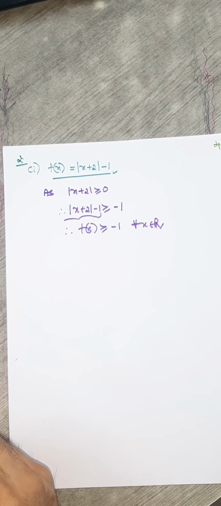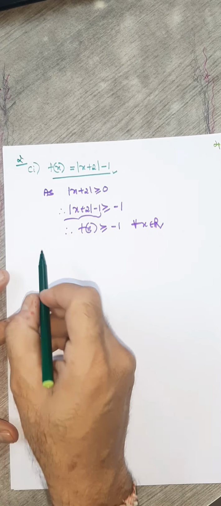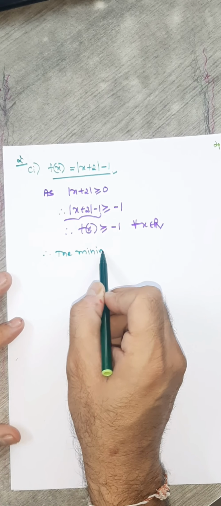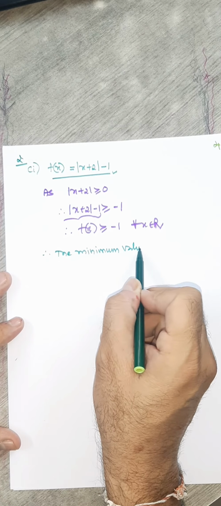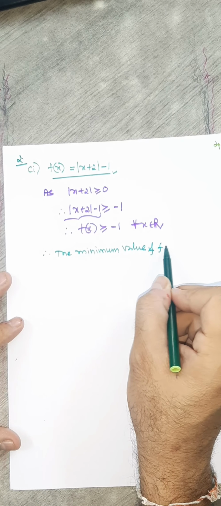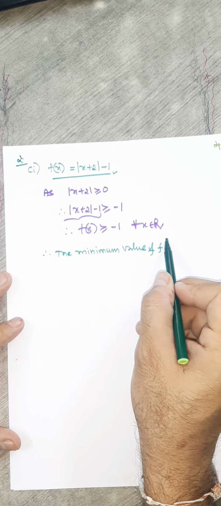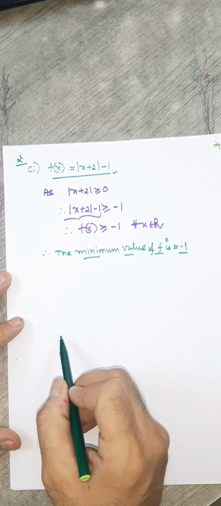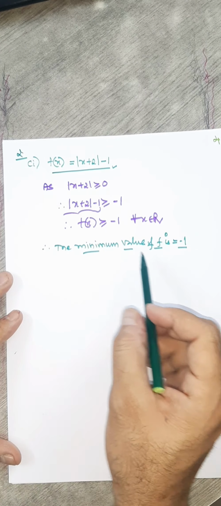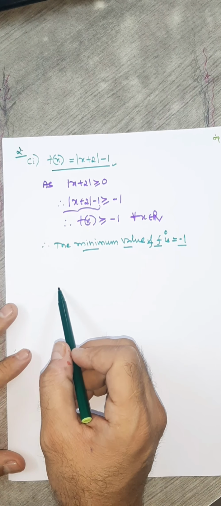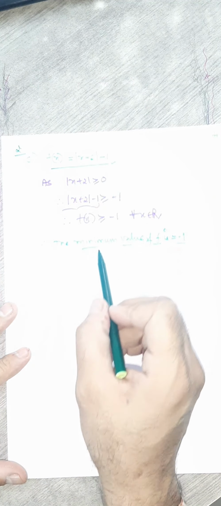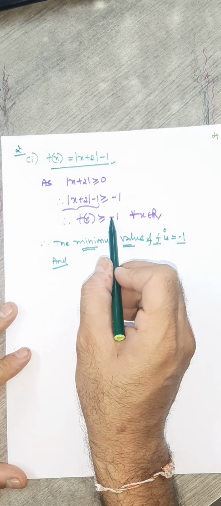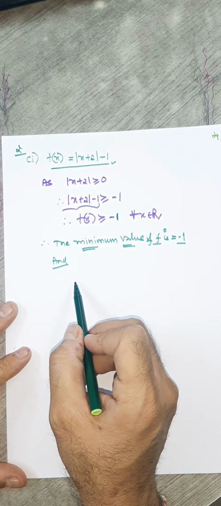Okay, so what's the conclusion from this? Therefore the minimum value of f here is equal to minus 1. The lowest value of the function is minus 1. Where it attains the minus 1, you can just put the modulus expression equal to 0, immediately you will realize. You can draw the graph of this function also very easily. And obviously this is always greater than or equal to minus 1.